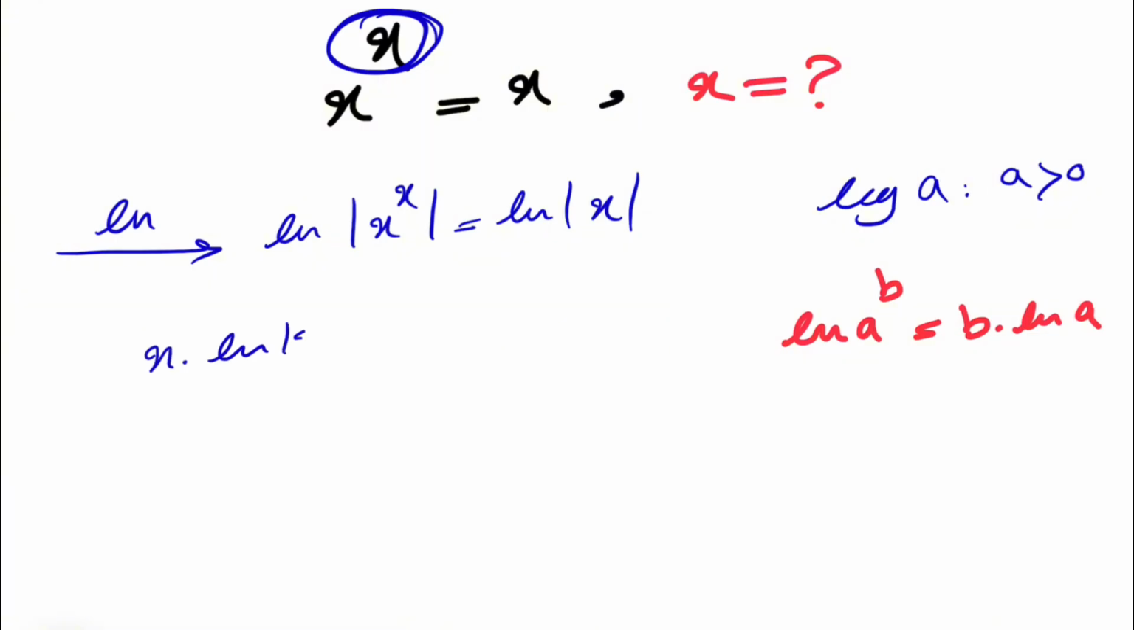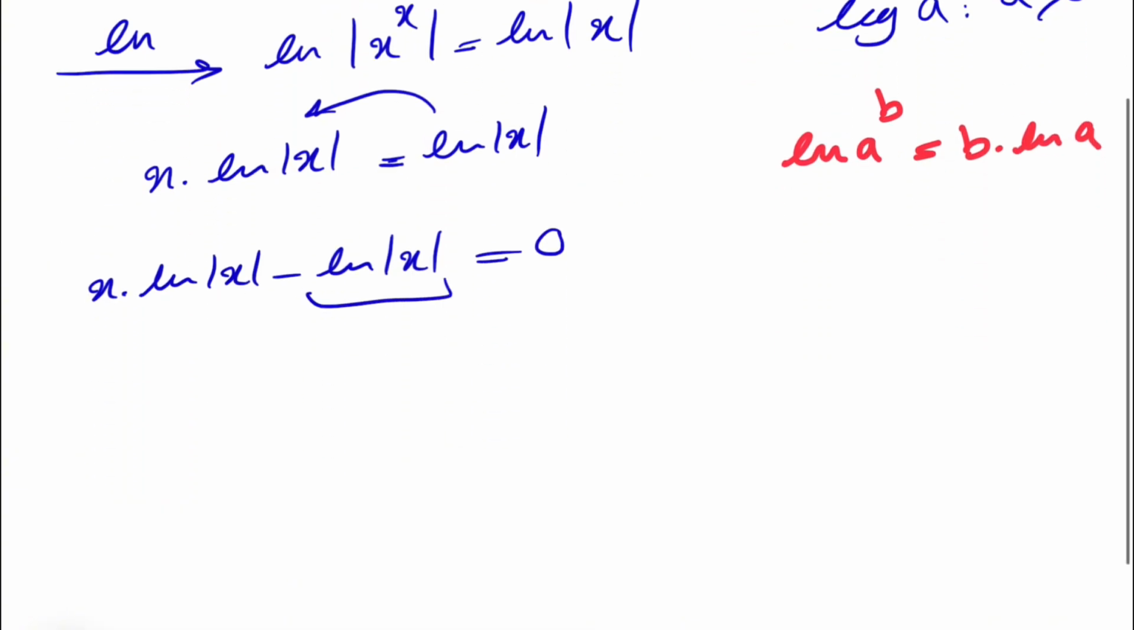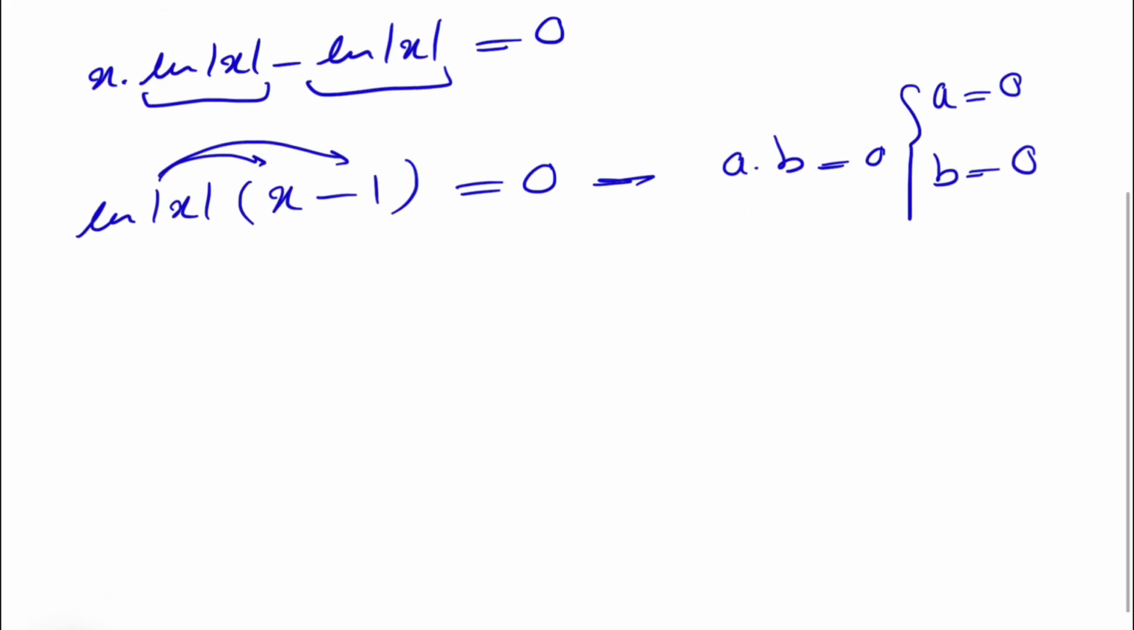So we have x ln of absolute value of x is equal to ln of x, and in here we can bring the right side to the left, so we have x times ln of absolute value of x minus ln of x is equal to 0. Now we can see the common factor in here, so we're just gonna factor ln of absolute value of the x from the first one, and from the second one we can minus 1, and if we multiply these, we're going to get what we had in the previous parts. It will be equal to 0, and that's a times b equal to 0, which means a can be 0 and b can be 0 too.